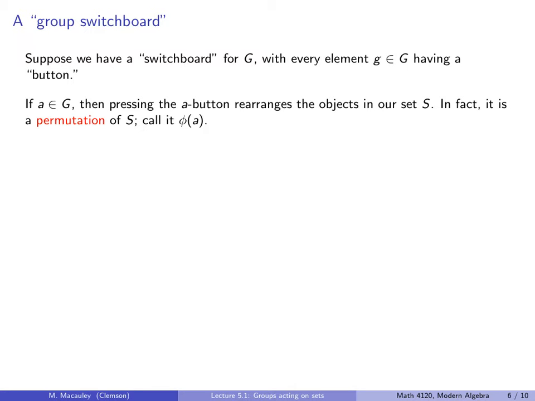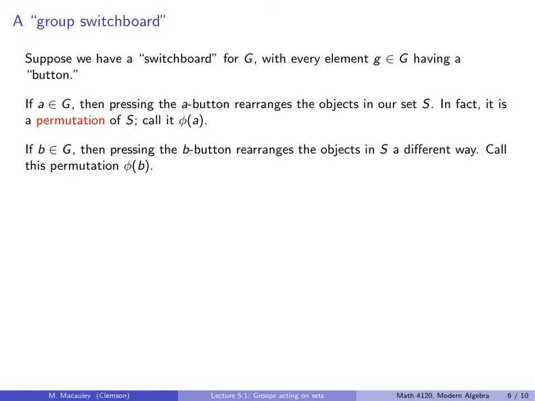For every element A in G, if you press the A button, it rearranges the objects in our set. In fact, it's a permutation of the set. Let's call it phi of A, because that's what happens when you apply an action to a collection of objects, it permutes the objects. Now, if B is another element in the group, then there is a B button somewhere, and if you press the B button, that rearranges the objects in S in a potentially different way. Let's call this permutation phi of B.